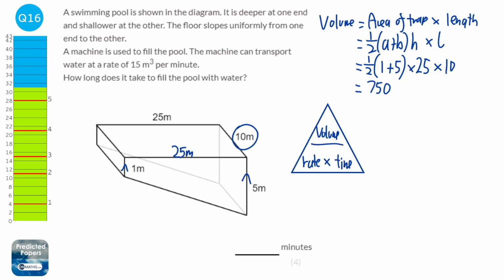Now, with this question though, we're interested in the time it will take. It says how long will it take. So we're actually looking at the time. So it will be time equals the volume, which is 750, over the rate, which is 15. So 750 divided by 15 is 50. So it will take 50, and let's have a look. It says per minute, so it would be 50 minutes.